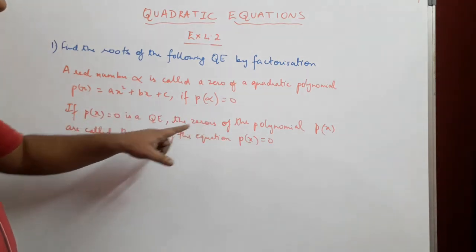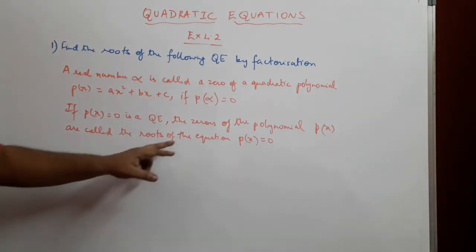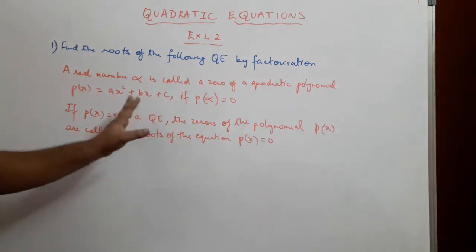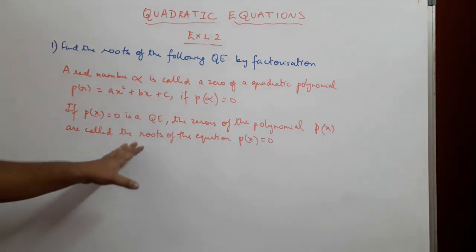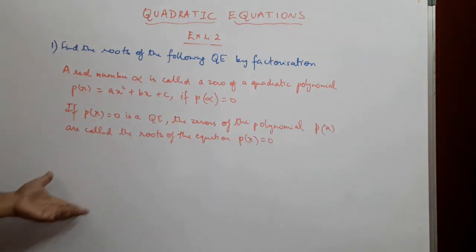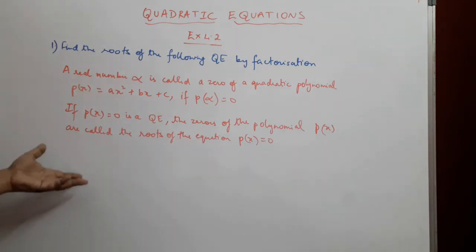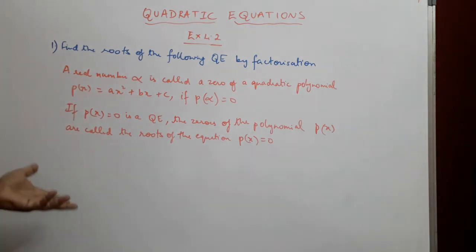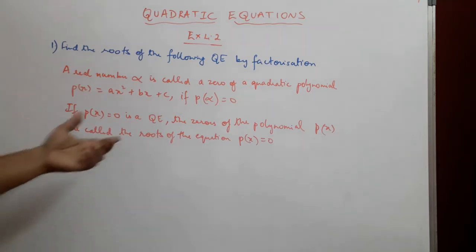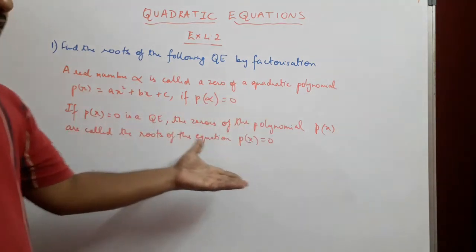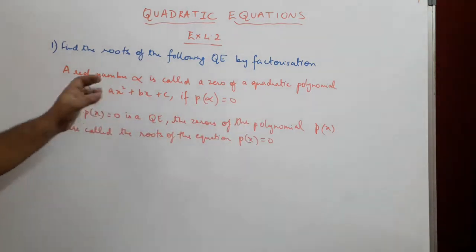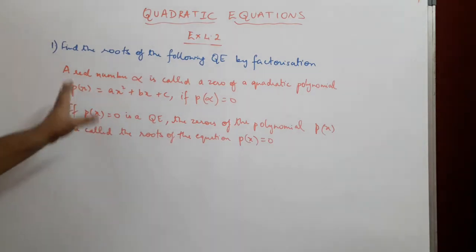The zeros of the polynomial are nothing but the roots of the quadratic equation. They are the same thing. Only here we will be focusing more on the roots of the equation, or in other words the zeros of the quadratic polynomial. There they are known as the zeros of the polynomial. Here we are dealing with a specific polynomial in this chapter, that is the quadratic polynomial.